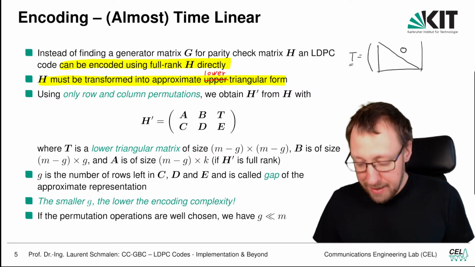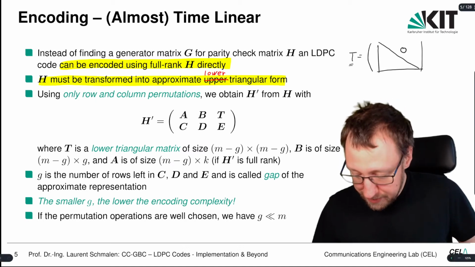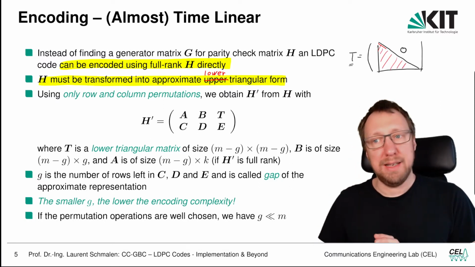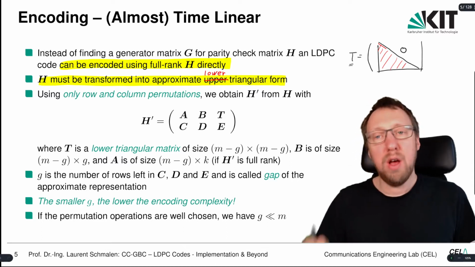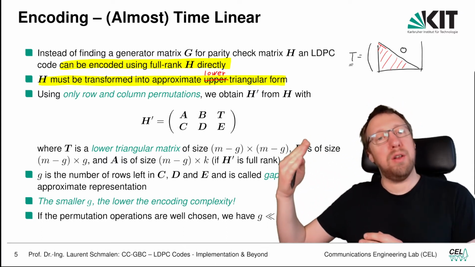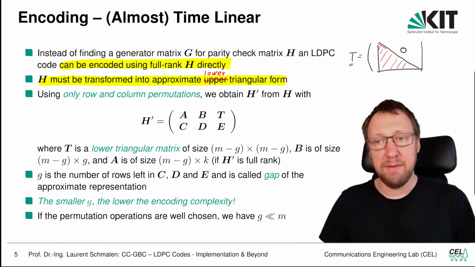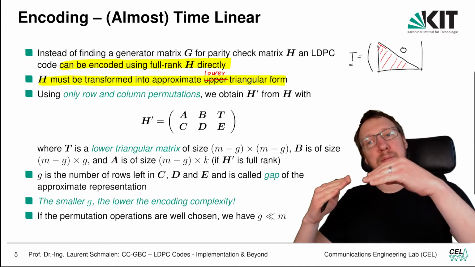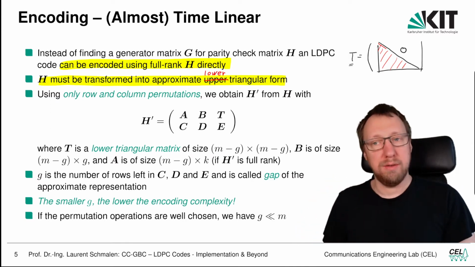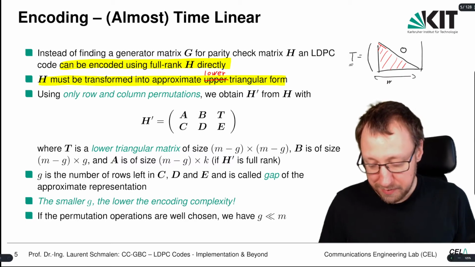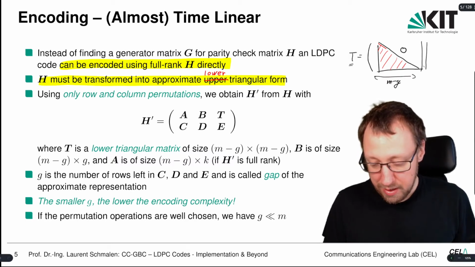So this matrix T has entries only on the main diagonal or below, and it has 0 everywhere else. So it has 0 on the upper right part above the main diagonal. We have a lot of zeros here. And on the main diagonal and below, we have possible non-zero entries. The size of this matrix is a square matrix of size m minus g times m minus g.